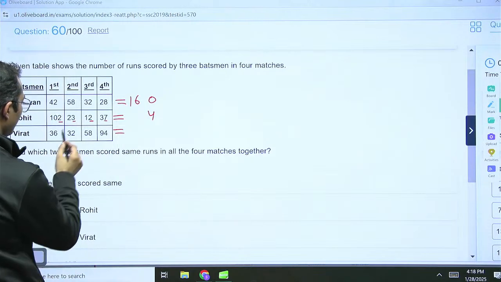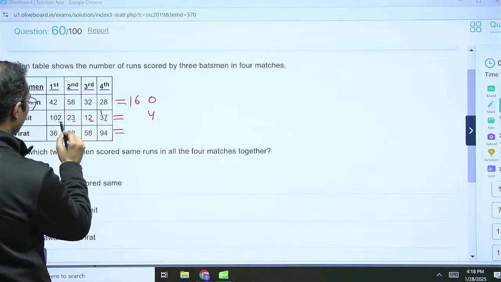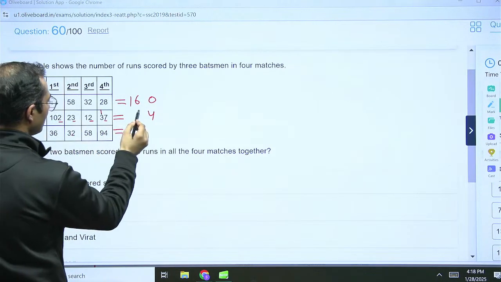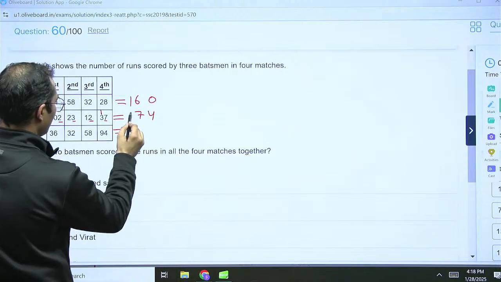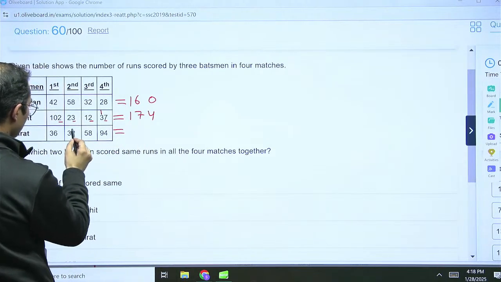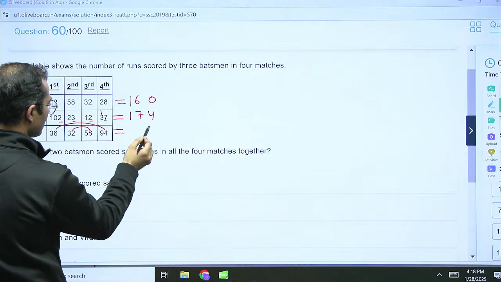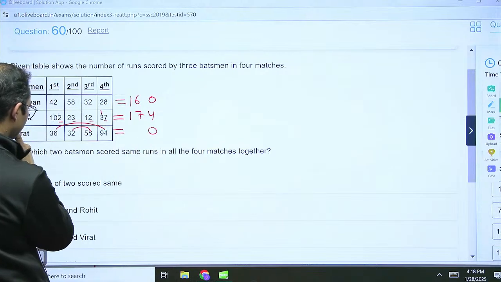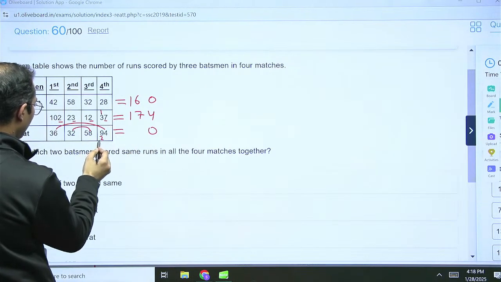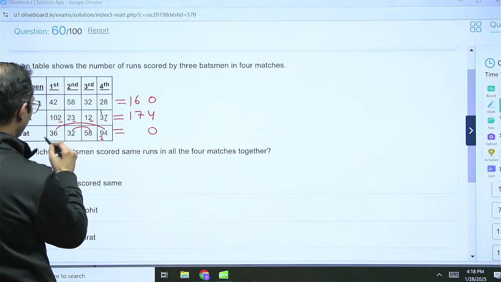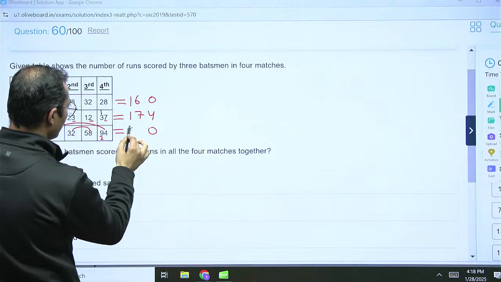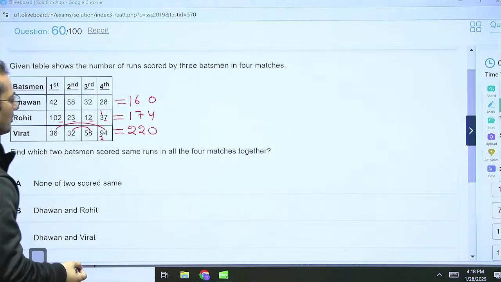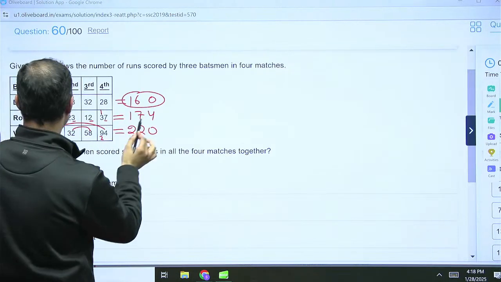5 and 9, 14 carry 1. 4 and 1, 5. 5 and 2, 7, 1. Okay. Here is what? 10, 10, 20 carry 2. Okay. So 11, 11 and 8, 19, 19 and 3. So 220, right? So it means all are different, right?